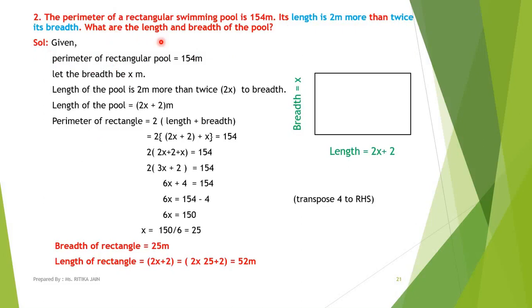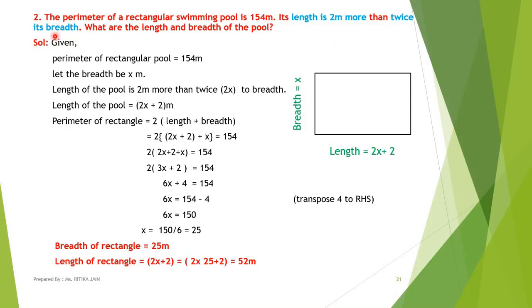In this question, the perimeter of a rectangular swimming pool is given to us. That is 154 meter. Now what is perimeter? When you add all the sides of a given geometrical shape, that addition will give you the perimeter. Clear? Now its length is 2 meter more than twice its breadth.